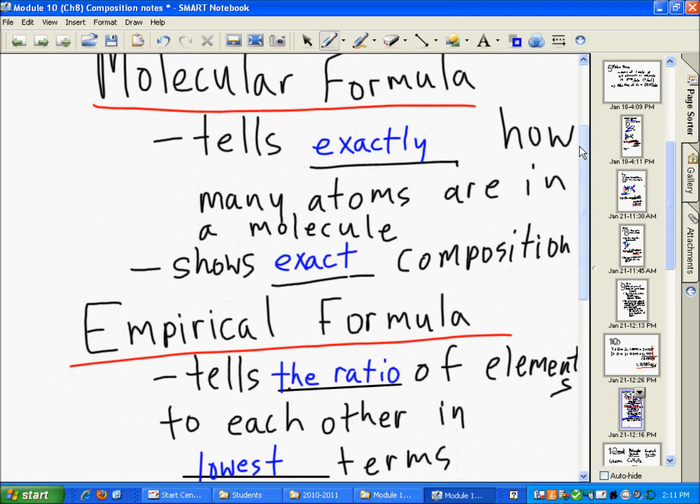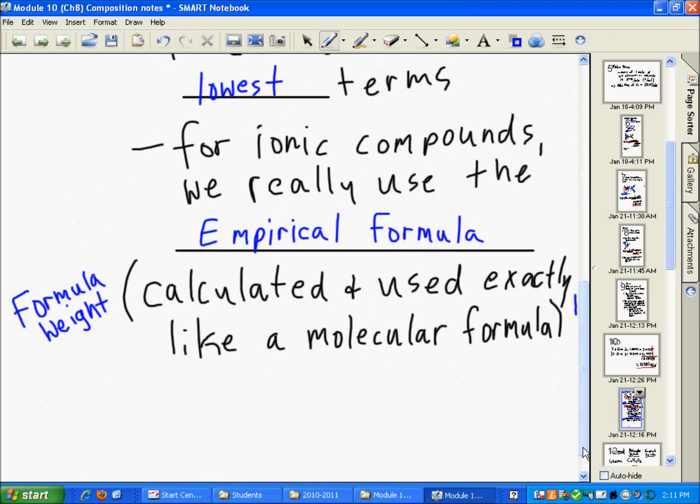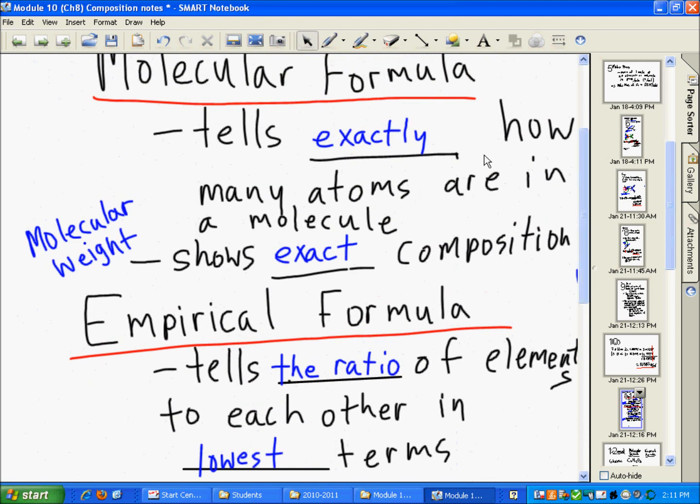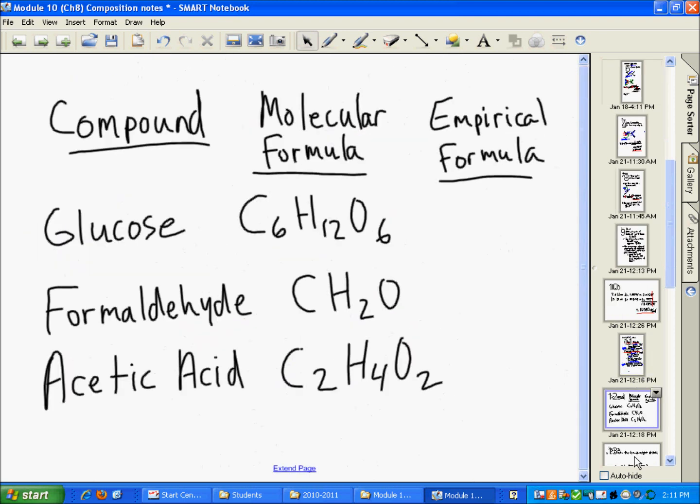For a molecular formula, you can call it a molecular weight, because we actually are dealing with molecules. So the molar mass of a molecular formula is the molecular weight. The molar mass of an empirical formula is the formula weight. In terms of calculations, it doesn't really matter because you calculate them the same way. But you will have to keep in mind the distinction that the molecular formula is exactly how many atoms. The empirical formula is just the ratio of the atoms to each other. So I have an example on the next page to show what that looks like.